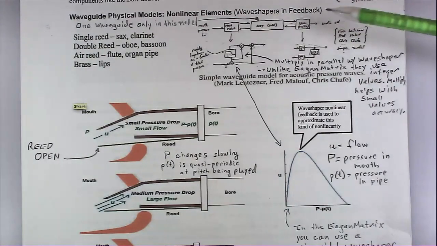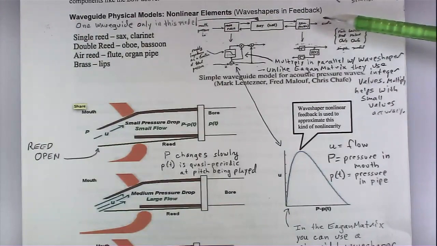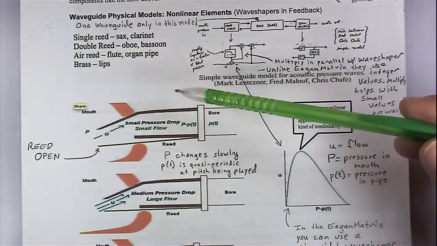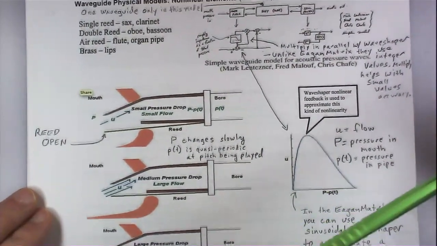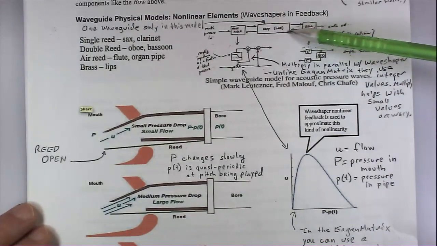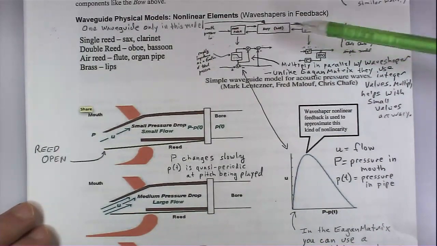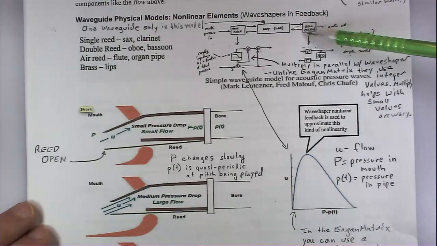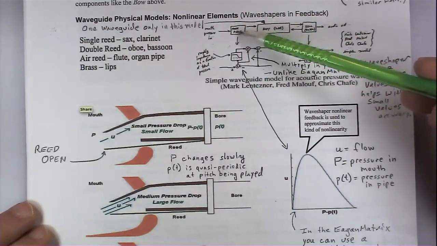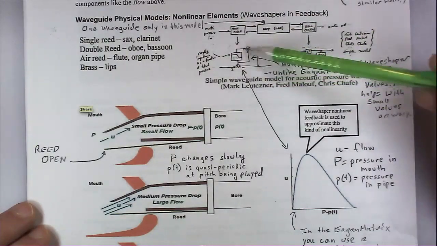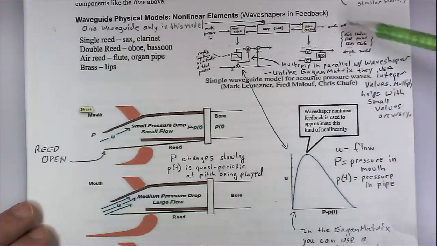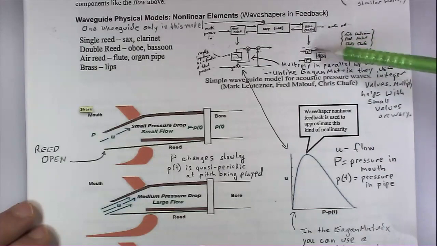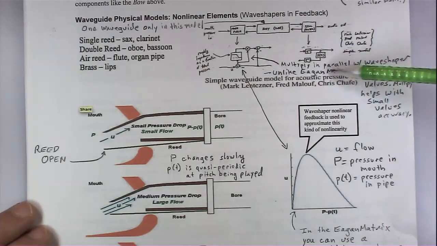So what are nonlinear elements? Well, there's a little picture here, but let's first talk about reed instruments. Even with a single waveguide, like this little thing here, it's got a bell, it's got a mouthpiece, and it's got a reed, which is modeled by this very simple setup here. So what happens here? You've got the single waveguide, you've got the audio out, you've got a very simple feedback filter. Simple filters work great in waveguides.